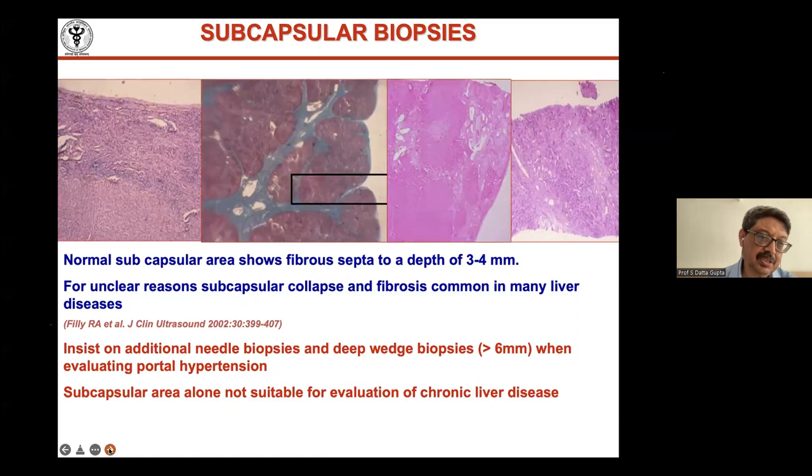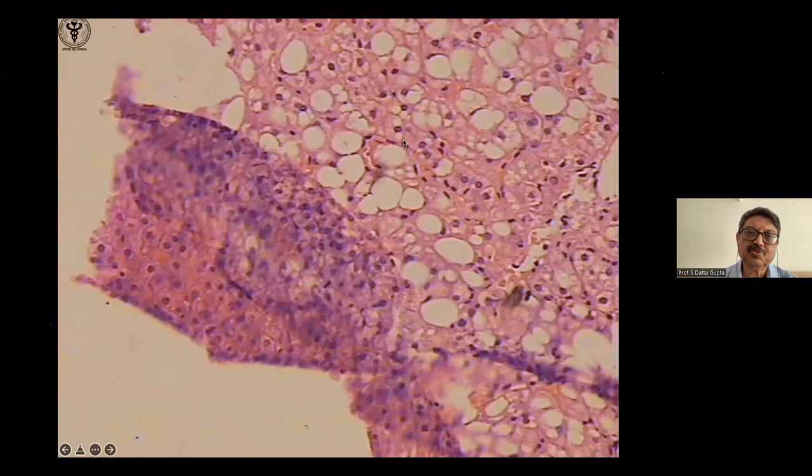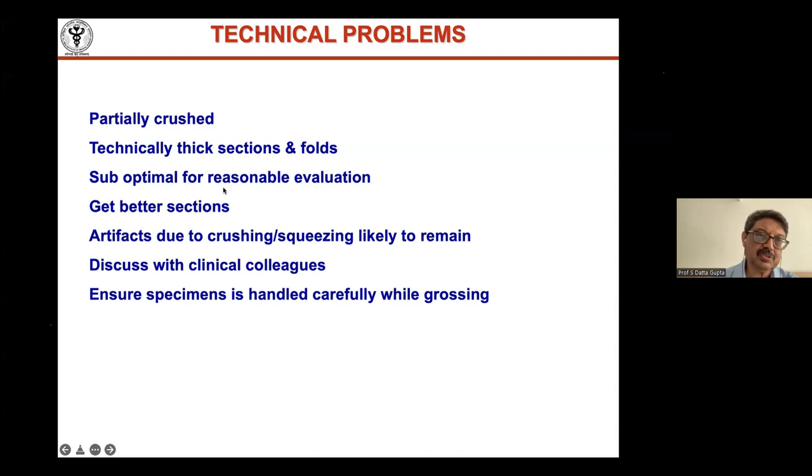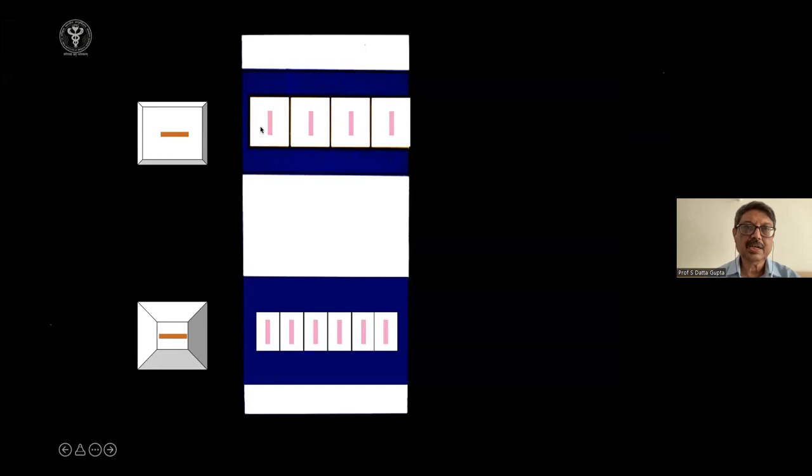The other technical aspect, of course, is folded and other sections that the technicians in the lab should be aware of. Do not try to squeeze the biopsy with forceps when you're trying to put it into a bottle. So these are artifacts that one has to remember. The liver biopsies are processed in paraffin generally. Frozen sections are used for certain specific indications. And when you put it in paraffin, it shrinks in size by a few millimeters, so a little longer length would be helpful.